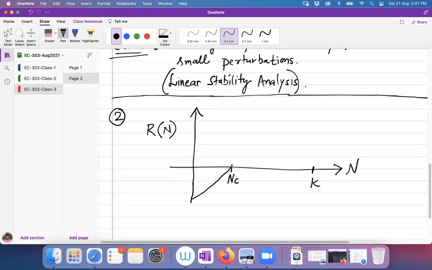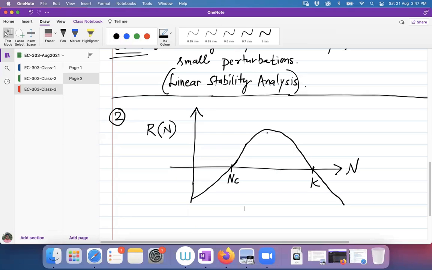And it becomes positive only after that. It actually continues to increase, because the more numbers the merrier. The species really loves being in large numbers. However, there is a limit beyond which what could happen? Beyond which competition eventually takes over.